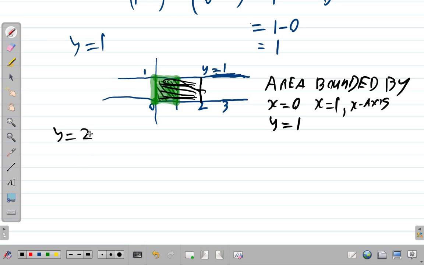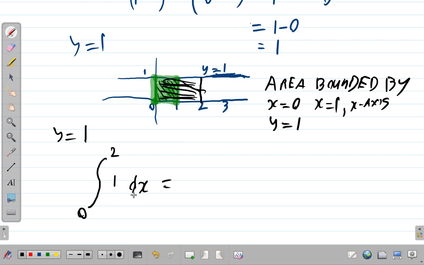You want to integrate y. So you integrate from 0 to 2. Let me start that part again. The function that you're integrating is y equals 1, but you're integrating from 0 to 2, which means from this line to this line, of 1 dx.